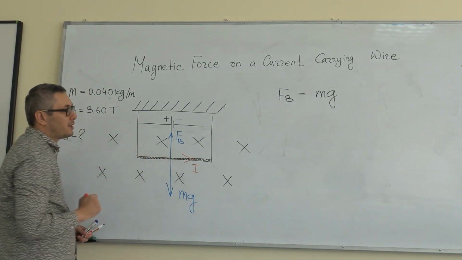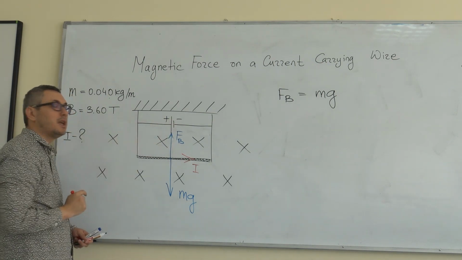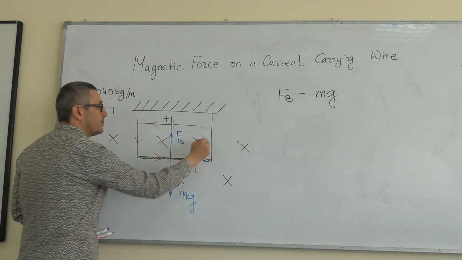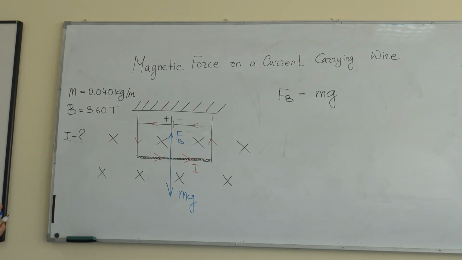Now we also know that the current has to be flowing in this direction because of the way the EMF is set up. So it goes from a higher potential to a lower potential like this. So that's the direction of the current.